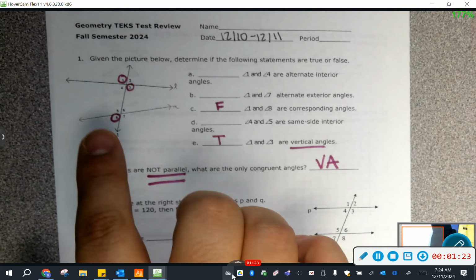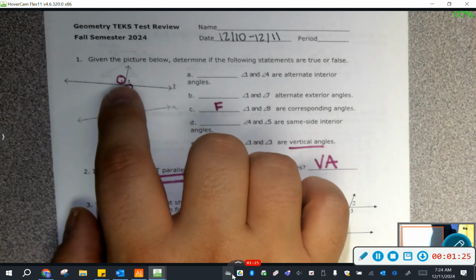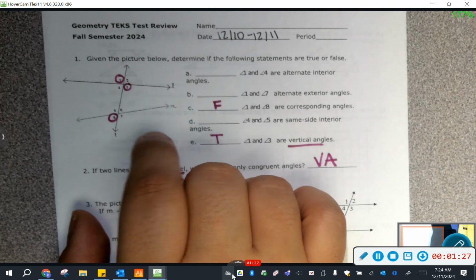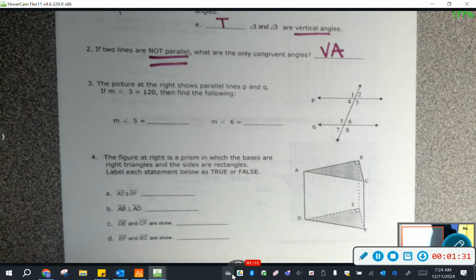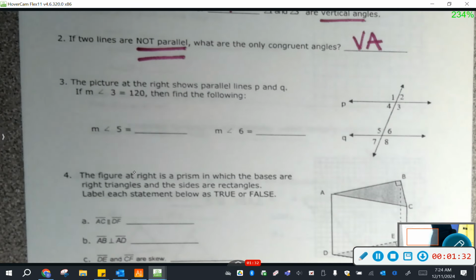So 1 and 3, and 5 and 7, any of them that are right across from each other. 2 and 6, and what number is that? Next question. In the picture at the right, these lines are parallel. If angle 3 is 120, figure all the other angles on this picture. How?